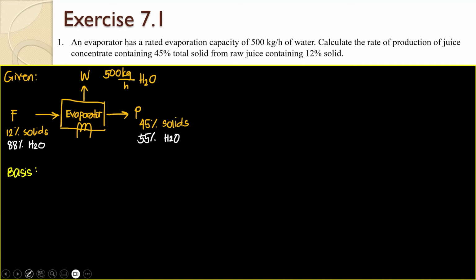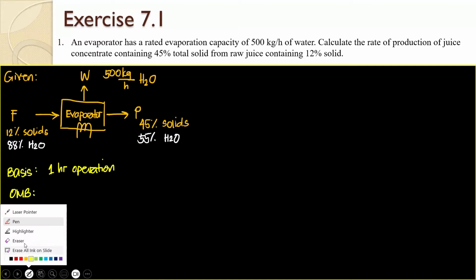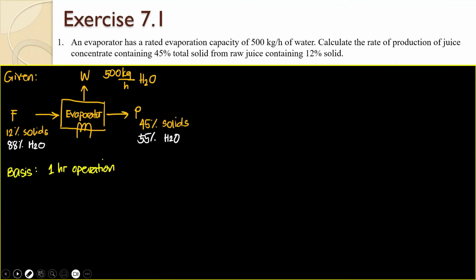What would be a good basis, guys? Yes, we can use 1 hour of operation, because this is a continuous process, right? It is in terms of hours. So if that is the case, guys, I can have my overall material balance. By the way, what's required? Rate of production of juice concentrate. So let's write required first. Required, the rate of production of juice, right?